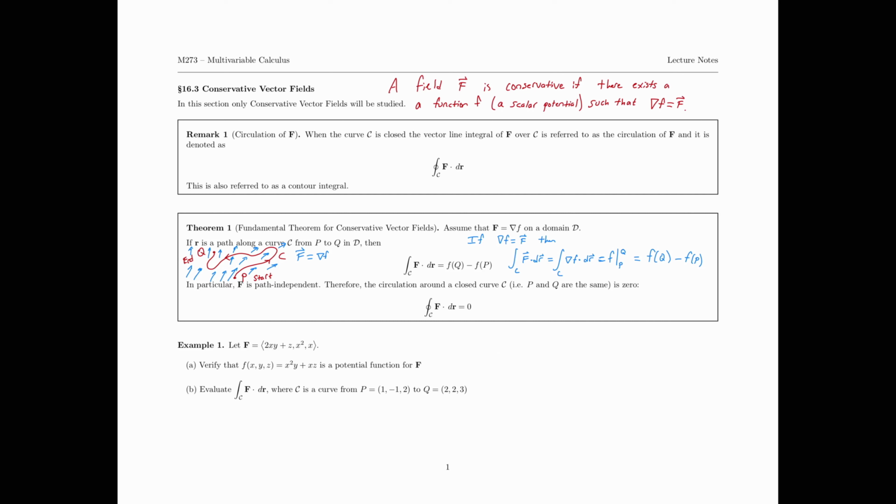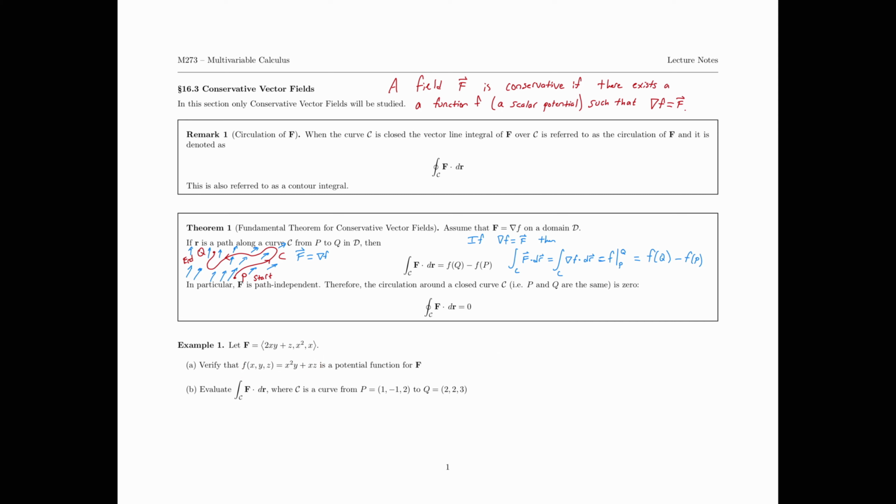All right, next we have example 1. They give us a vector field, capital F, and we are asked to verify that this scalar function is a potential. So let's go ahead and do that.